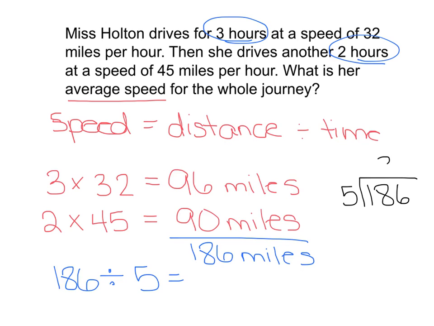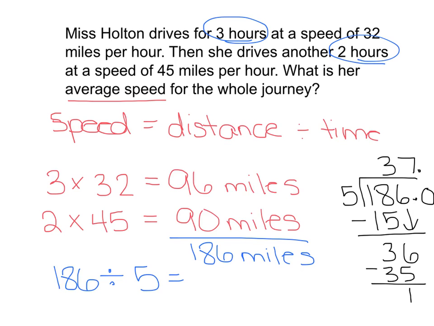5 goes into 18 3 times, which is 15. Subtract it. Bring down the next number. 5 goes into 36 7 times, which is 35. Subtract it and you get 1. Now, we can't just add the 1 to the end of our decimal. We have to bring down a 0. So let's add a decimal and a 0. If we bring down a 0, 5 goes into 10 2 times. So our answer would be 37.2 miles per hour.